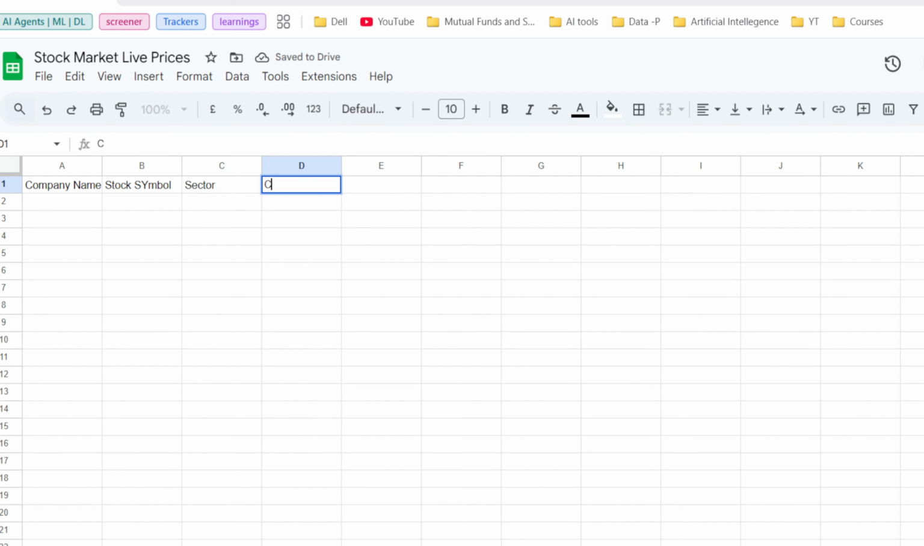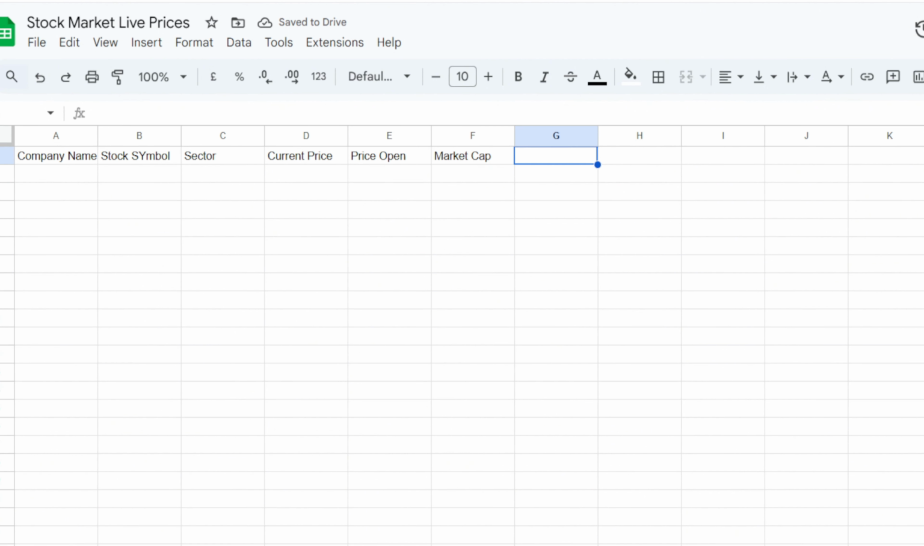Now, current price. After that, price open means opening of the price. Market cap, P/E ratio. PE means price to earning. 52 weeks high, and then 52 weeks low. So guys, these are the columns.